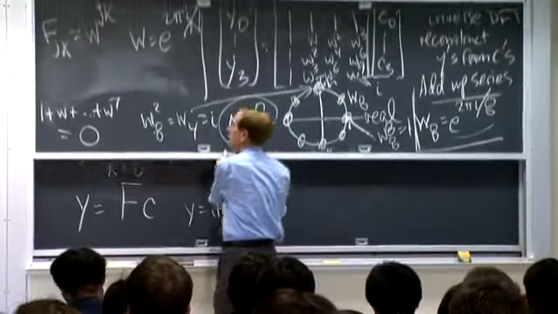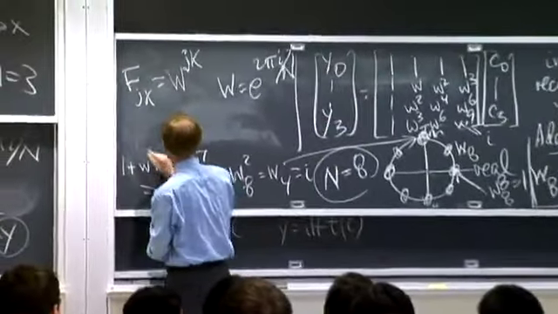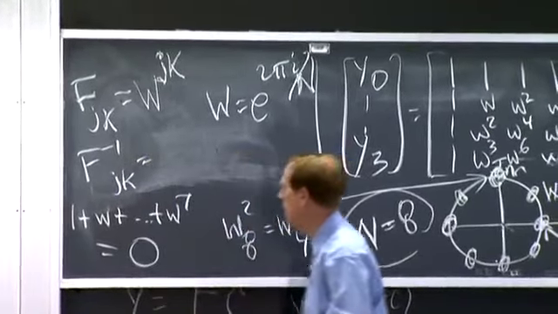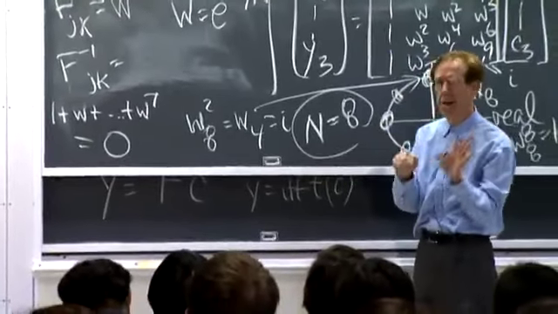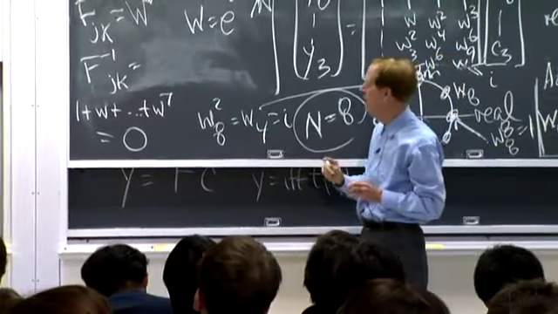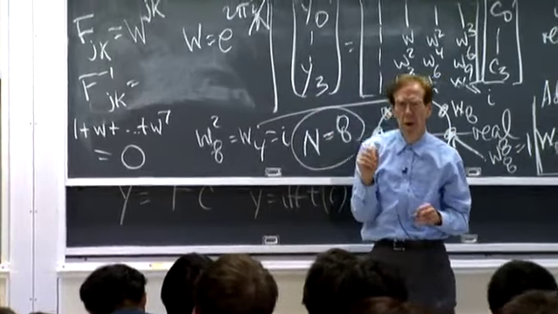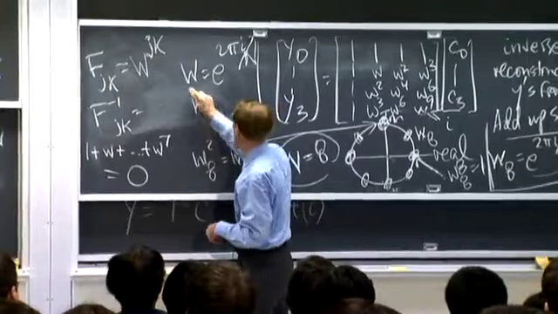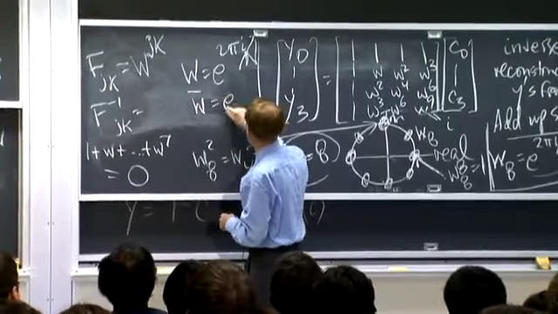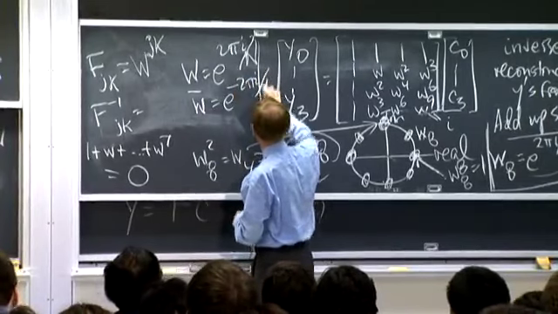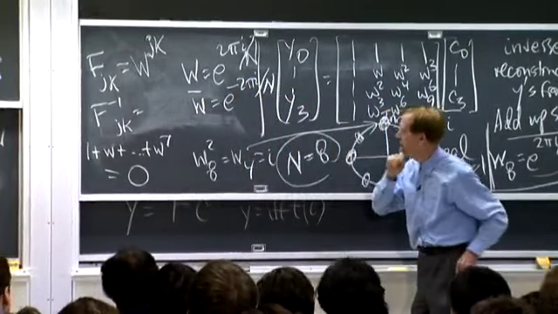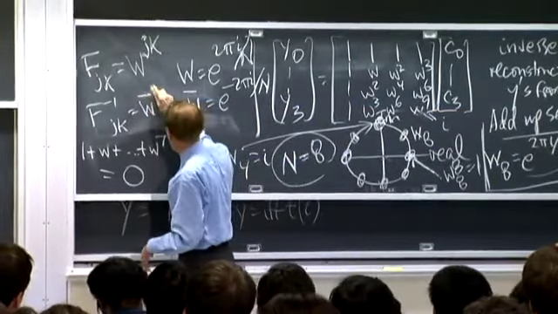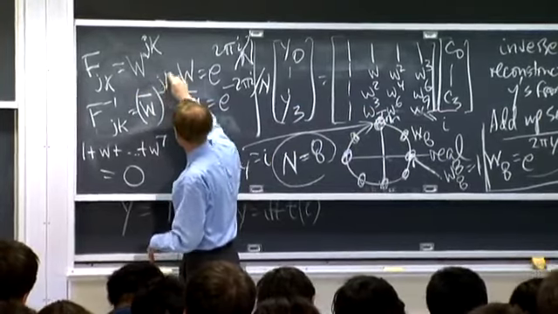Let me just say what goes into F inverse. The point is that the number that goes into F inverse is just like w, but it's the complex conjugate, and I'll call it w bar. And that's e to the minus 2 pi i over n. So the thing that's going to go into the inverse matrix is the powers of w bar, the complex conjugate, jk.